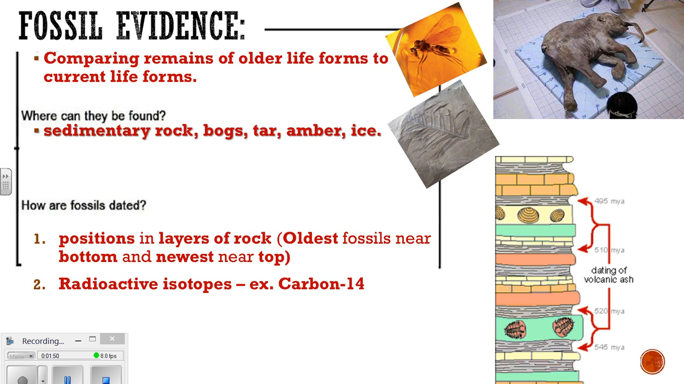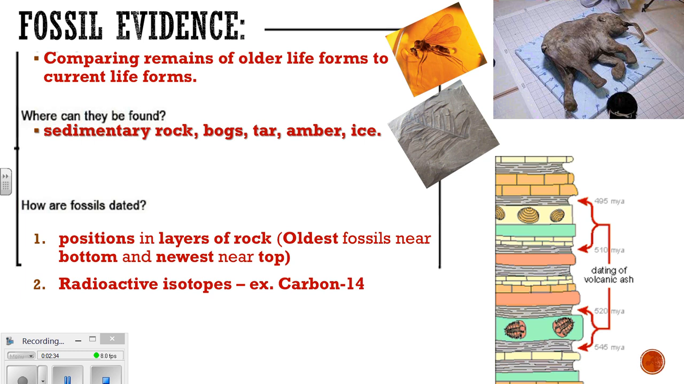So the fossil record is not really complete. For one thing, not all fossils that formed over time have been found. And another thing, most everything that dies does not form a fossil. If something falls into sedimentary rock, bogs, tar, amber, or ice, it will form a fossil. But many things just die and their bodies and bones degrade and they don't form fossils. So there are some gaps in the fossil record, but from what they've been able to notice, there are resemblances between older life forms and life forms that are around today.